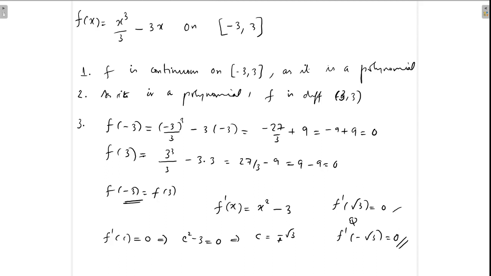Both are 0, so we can say that √3 is in between. Actually this is −3 and 3. Actually we can say that √3 and −√3 lie in between −3 and 3. So not only one point, we can find 2 points in between −3 and 3 at which this f' is 0. So now we can say that Rolle's theorem is verified.